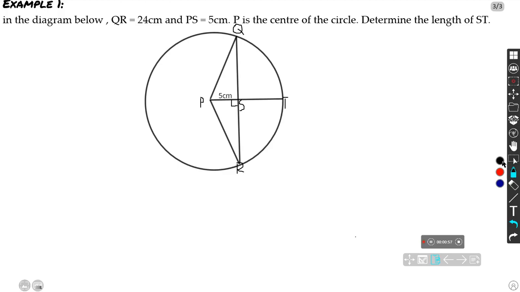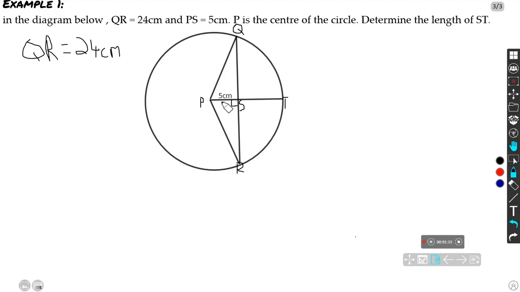Now, when it comes to Euclidean geometry, you need to write down, because they might say something on the statement but the drawing doesn't show anything. For example, let us look at our QR. Did they indicate that QR is equals to 24 centimeters? No. So write it down. QR is equals to 24 centimeters. Let's continue. And PS is equals to 5 centimeters.